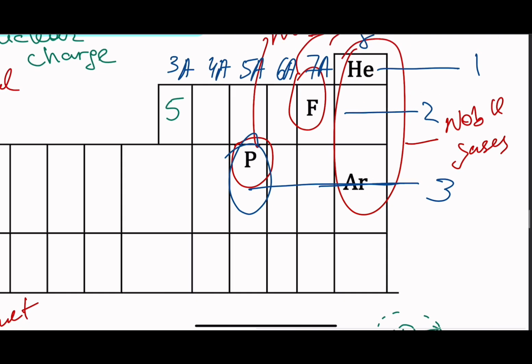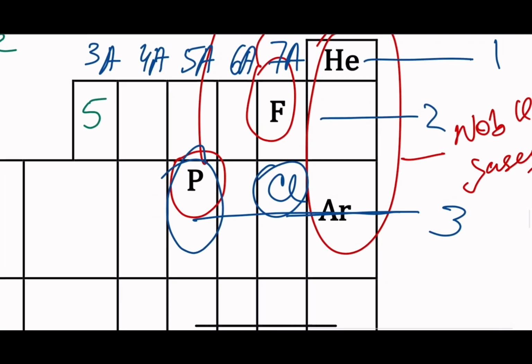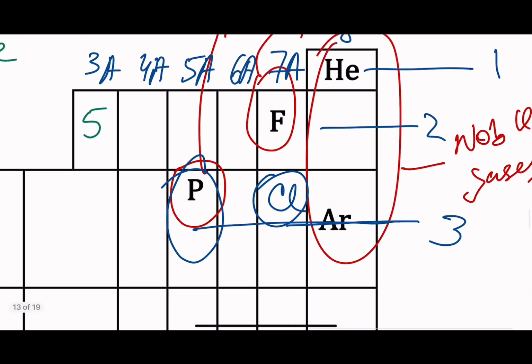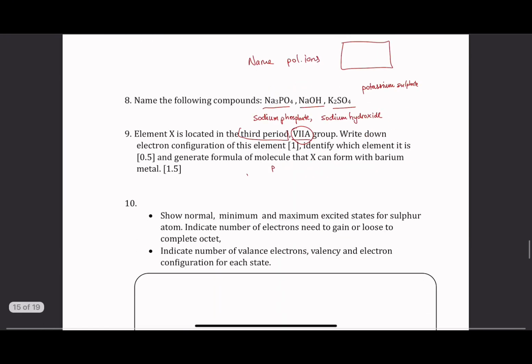So if it's a halogen in the third period, after fluorine, it's going to be chlorine in here. So it corresponds to chlorine. If you check it out, you will see it. It's the 7A group, and then the third period, it falls into chlorine. And chlorine has atomic number of 17.